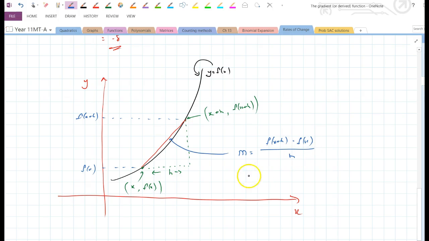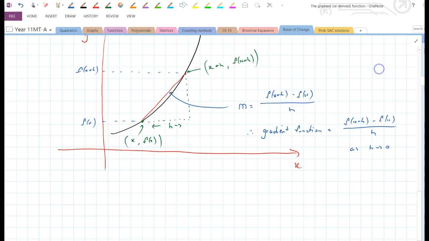Now if we find the limiting value as h tends to 0 of that, then what we have is our gradient function. Therefore, our gradient function, in general terms, for any function, is that as h tends to 0. Or another way of writing that, gradient function or derivative is f dash x. F dash x is my derivative function.